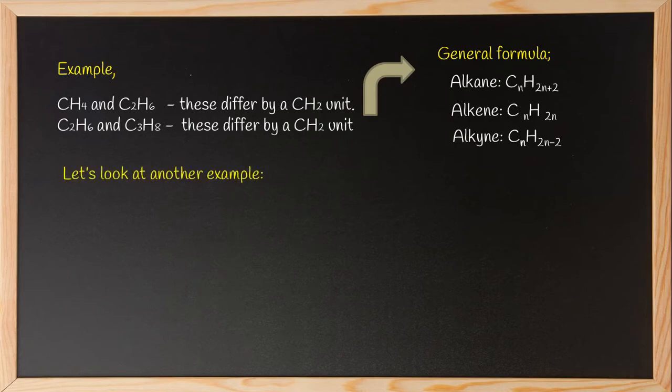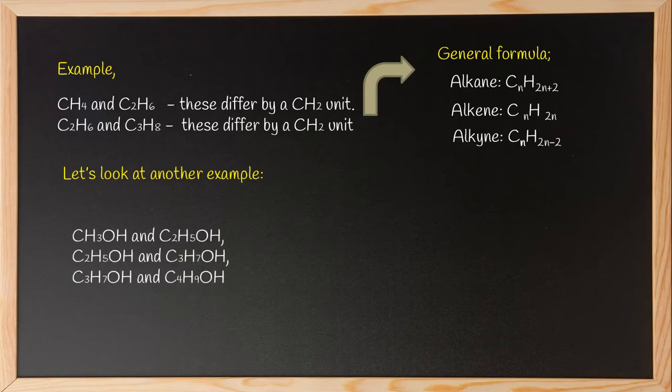Now let's look at another example to understand better about homologous series. If you can see, these are different compounds: CH3OH, C2H5OH, C3H7OH, and C4H9OH. Can you find any similarity between this example and the earlier examples? Yes, all of them differ by a CH2 unit like the earlier examples.